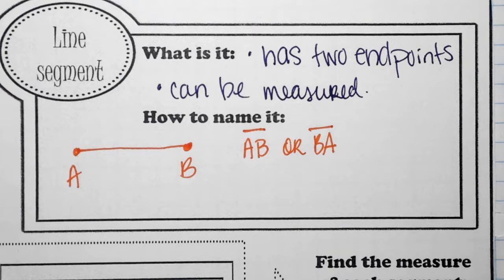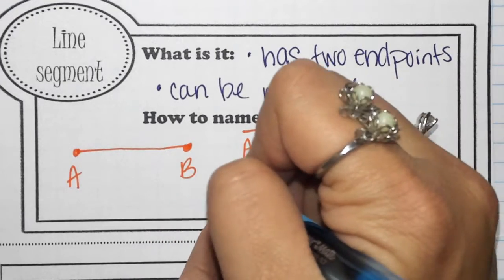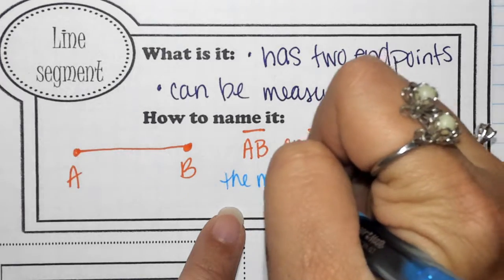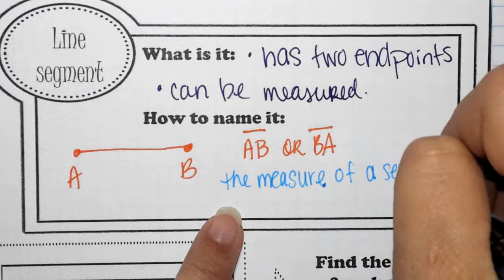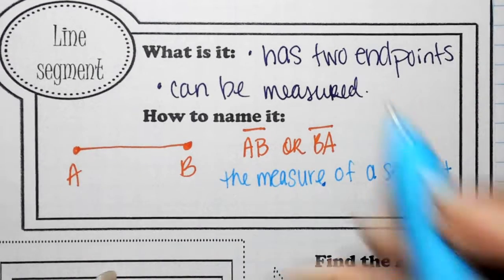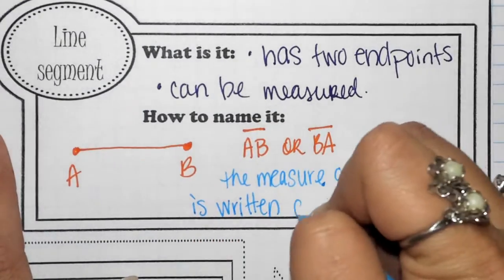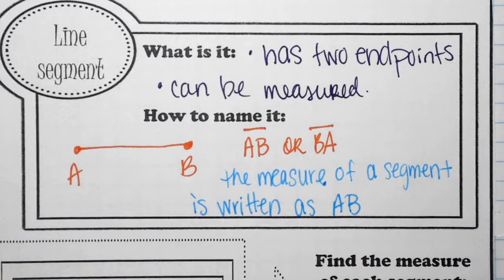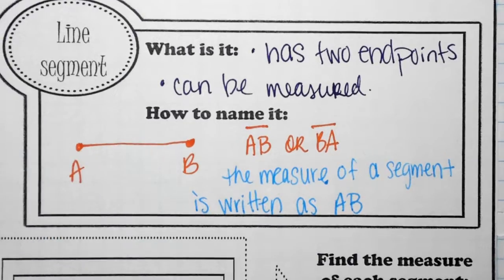Now, we can measure this, correct? And if we measure it, we have a specific way that we write it. The measure of a segment is written as AB. That's it. No line above it, nothing beside it, just AB. That's the measure of a segment. So now, please take your handy dandy ruler and measure the segment that you created.